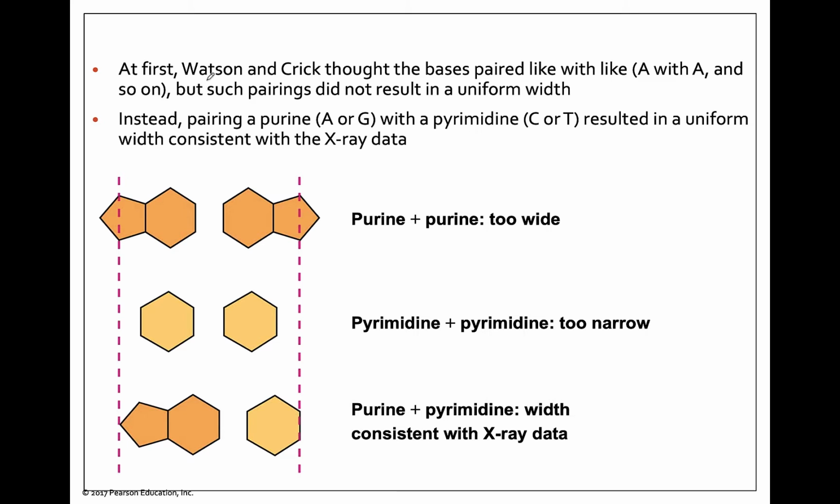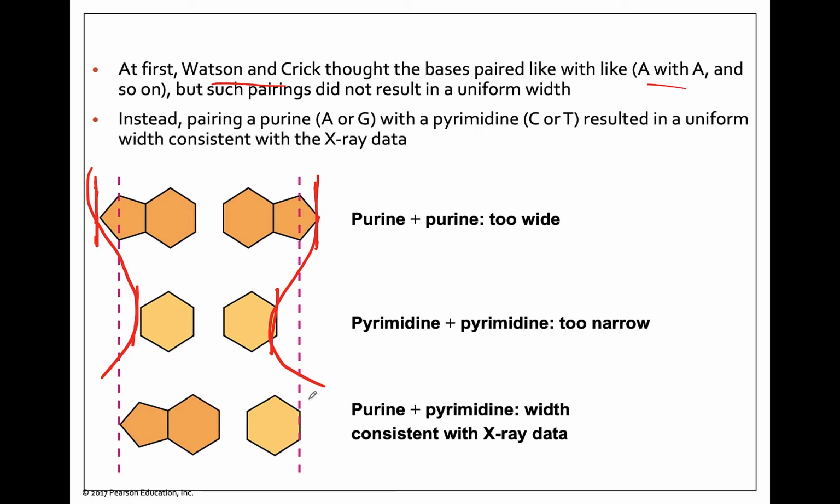So at first, again, Watson and Crick didn't have the pairings right. Even once they figured out what the pairings were supposed to be, they thought that A paired with A and G paired with G and so on, but that didn't result in a uniform width. So if A paired with A, remember A is a purine, then it would be really wide. And the width of the DNA helix would be all the way out here. There's just too much stuff in between those. Pairing cytosine with cytosine created something that was too narrow.